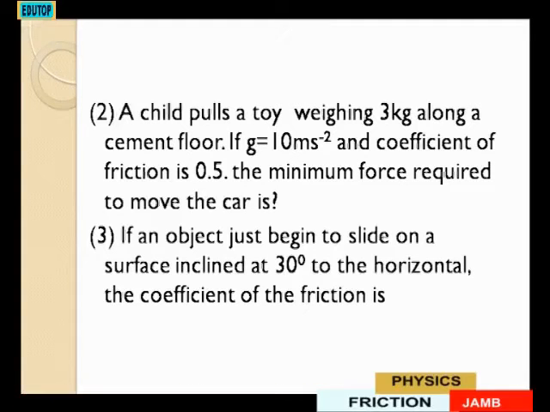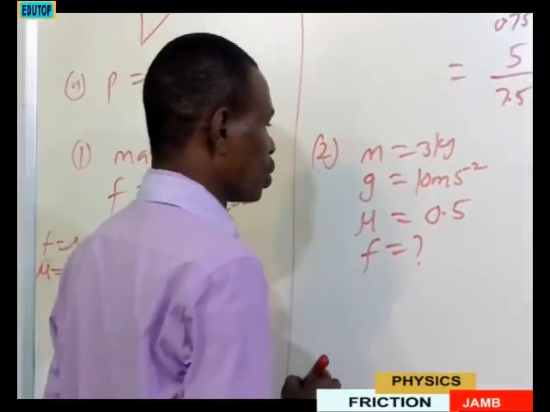We are going to consider question number 2. A child pulls a toy weighing 3 kg, so we have mass 3 kg, along a cement floor. If the value of g is 10 meters per second squared, and the coefficient of friction is equal to 0.5, the minimum force required to move the car is... we are looking for force.